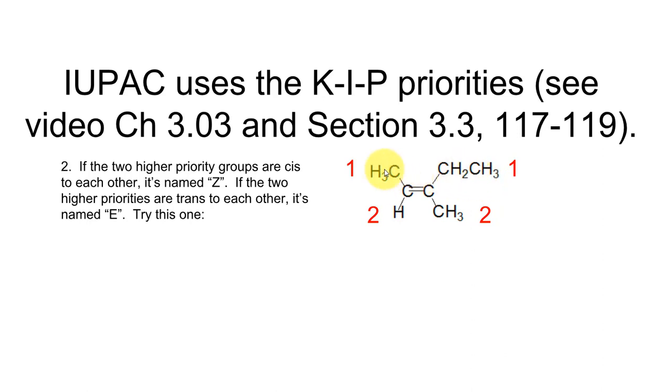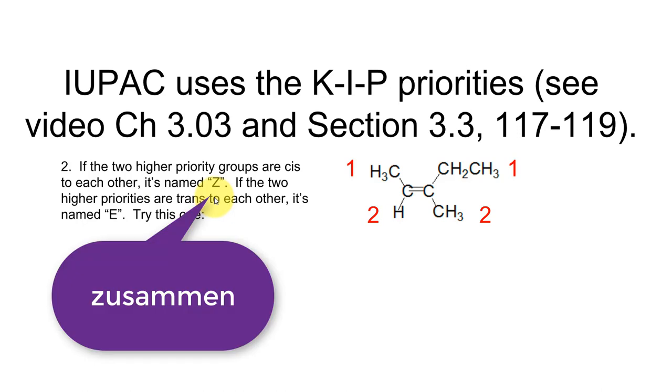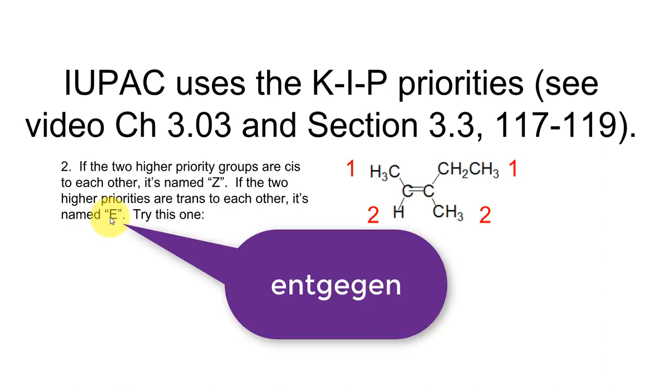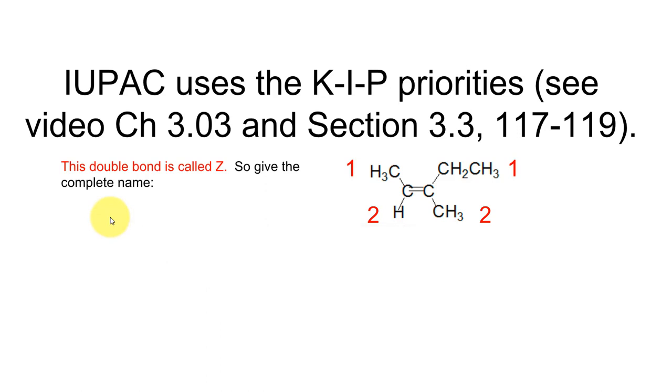So again, the two higher priority groups are cis to each other in this case, and so we call it Z. Now Z stands for zusammen, which is the German word for together, and if it were E, that stands for the German word entgegen, which means opposite. So this double bond is called Z, so we can now give it the complete name, Z-3-methyl-2-pentene. The Z goes out in front, in parentheses as a capital letter, just like R and S does in chiral compounds.